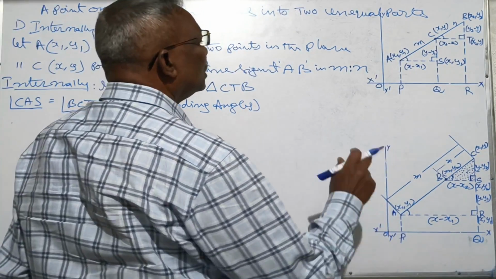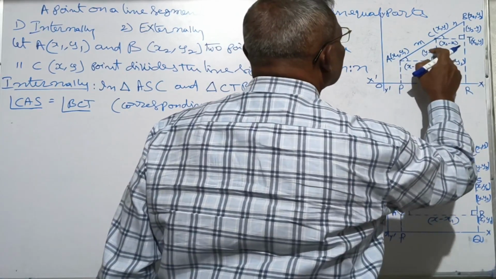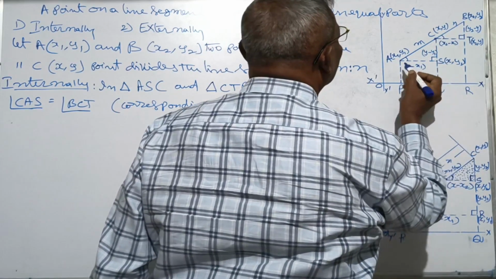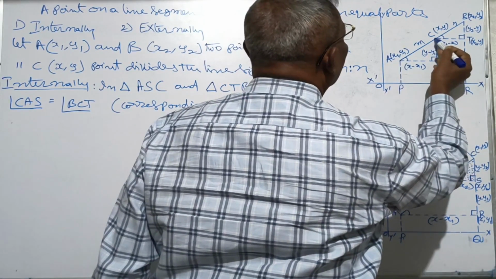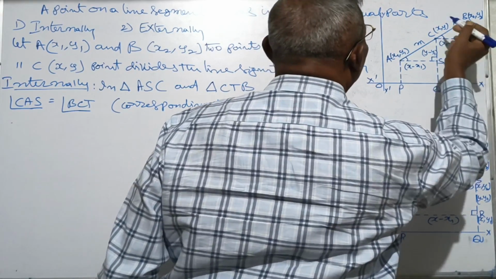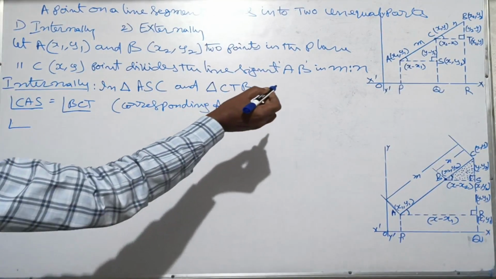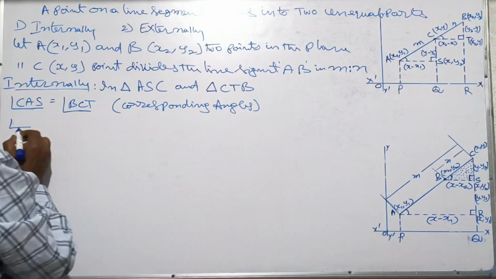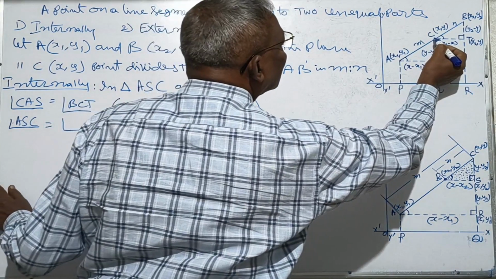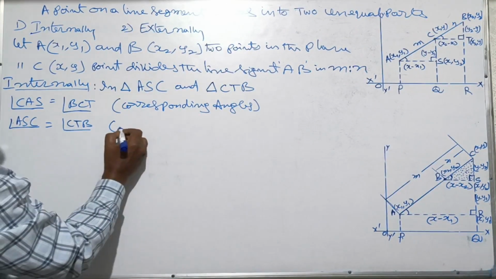Next, in the same triangles, angle ASC and angle CTB. Both angles are right angles, 90 degrees. Angle ASC is equal to angle CTB, right angles.